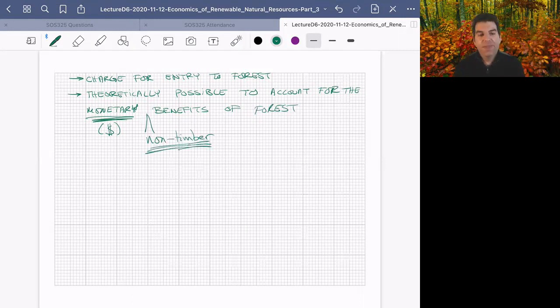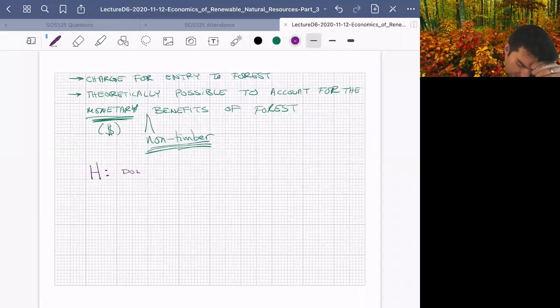So in theory, we could do that. And so what I'm going to do is introduce a new quantity called H. And this H quantity is going to be that. So we have done some sort of assessment where this is the dollar value of non-timber benefits.